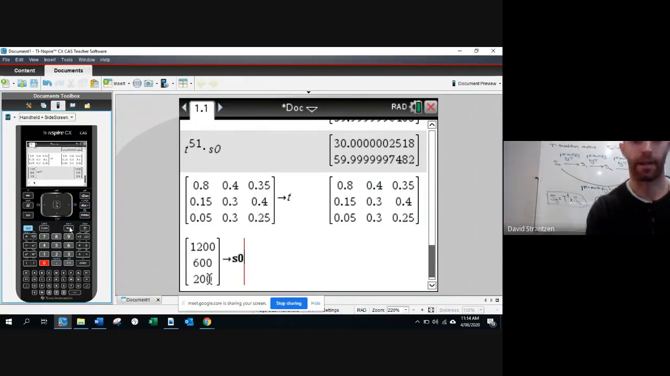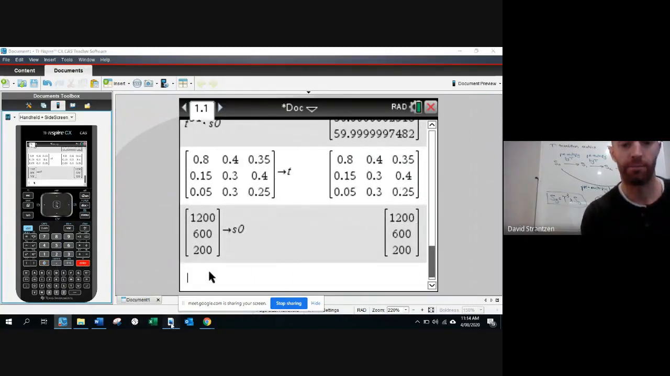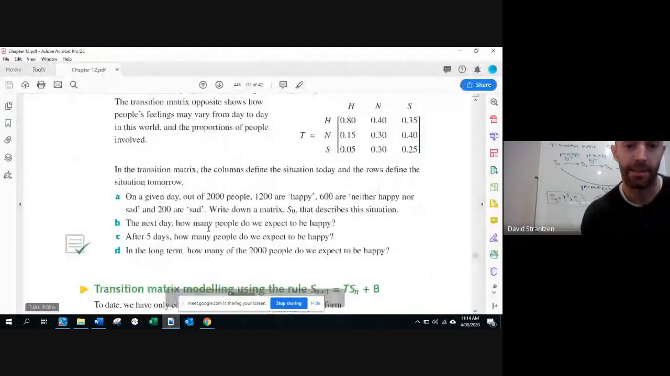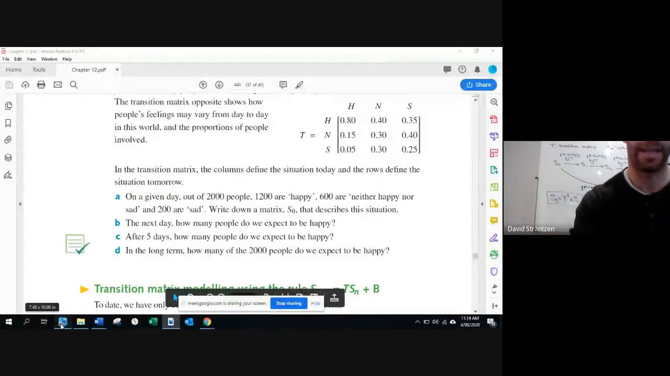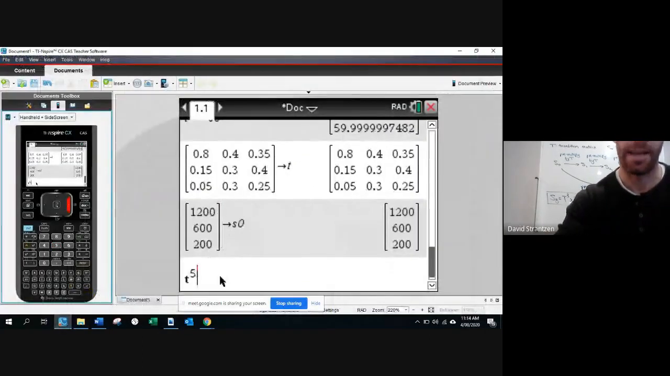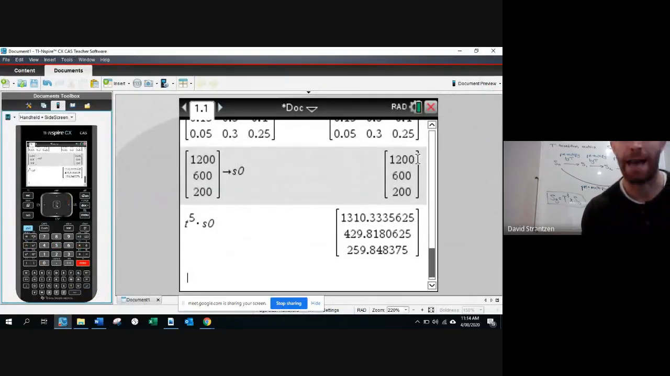S0. Okay, I'm not going to do all parts of this question, but if we look at after 5 days, how many people do we expect to be happy? Because this is after 5 days, I don't want to do it step by step. I want to do T to the power of 5 times S0. Now remembering that our order was happy, then neither happy nor sad, then sad, that order remains fixed. So we've got 1,310 people are expected to be happy after day 5.